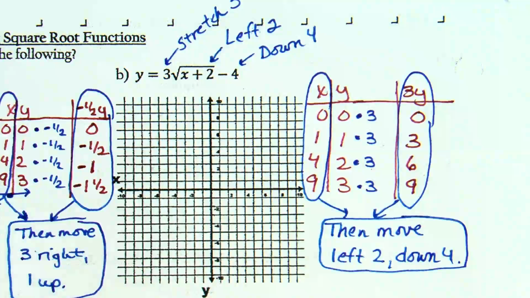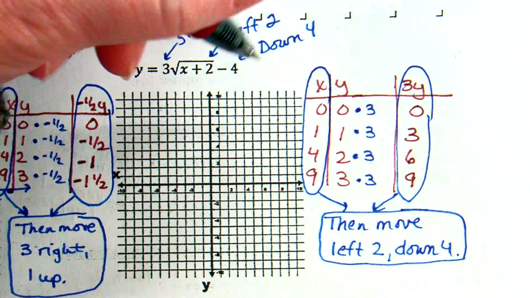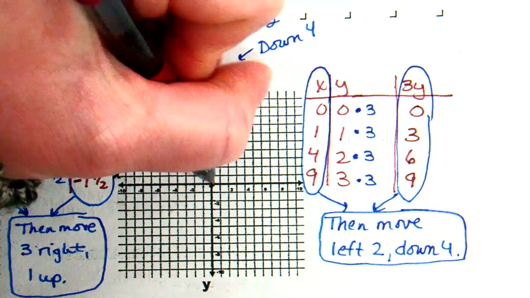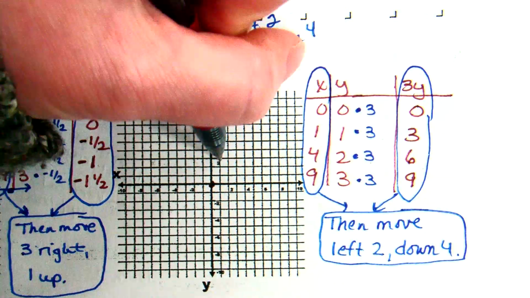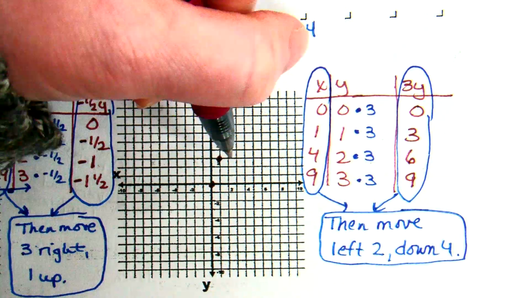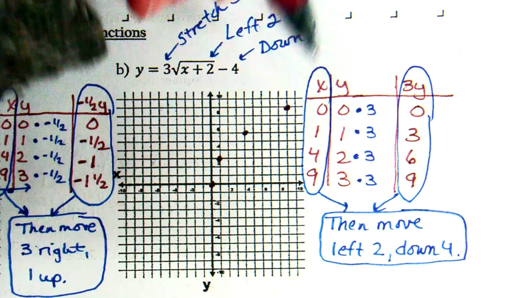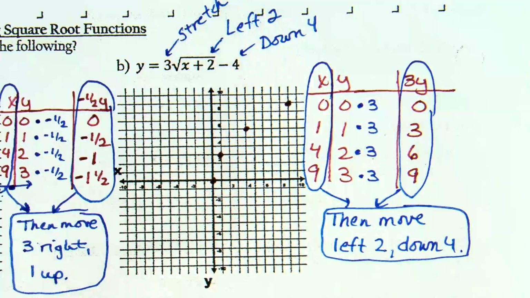Okay, you ready? So, my first set of dots, still 0, 0. When I stretch it, instead of 1, 1, it's now 1, 3. Instead of 4, 2, 4, 6. Instead of 9, 3, 9, 9. Do you see how it stretched that graph up? It doesn't hug nearly as close to that x-axis, it's way up there now.